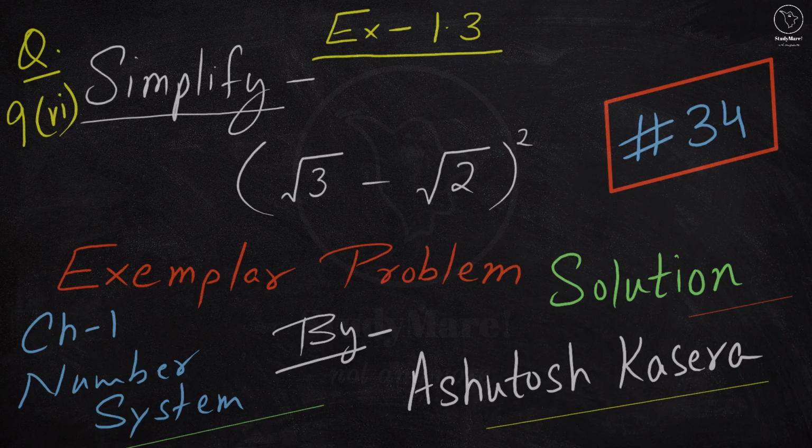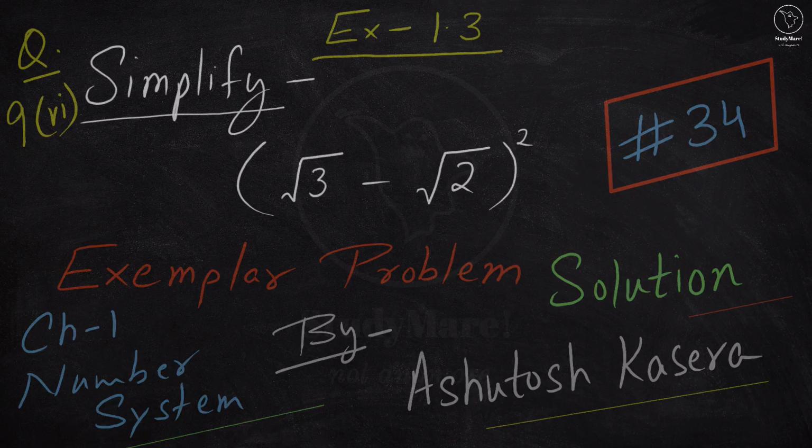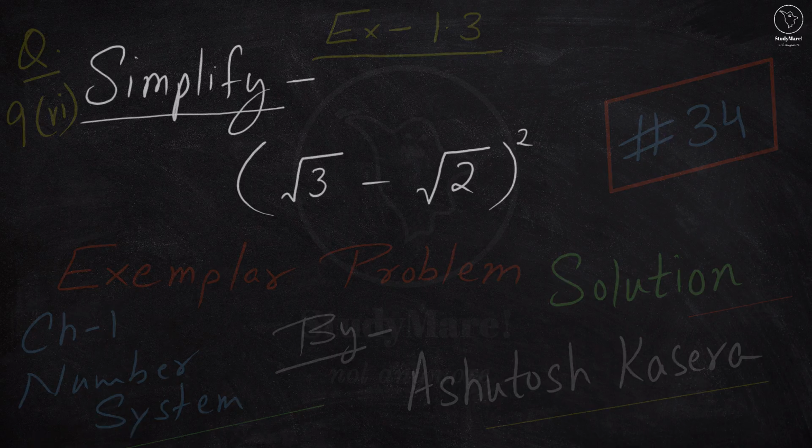Simplify root 3 minus root 2 whole square. Now this is an easy question, but it may be difficult for young students because they don't know how to use the identities and how to apply those identities to solve such questions. So I am going to explain to you how.